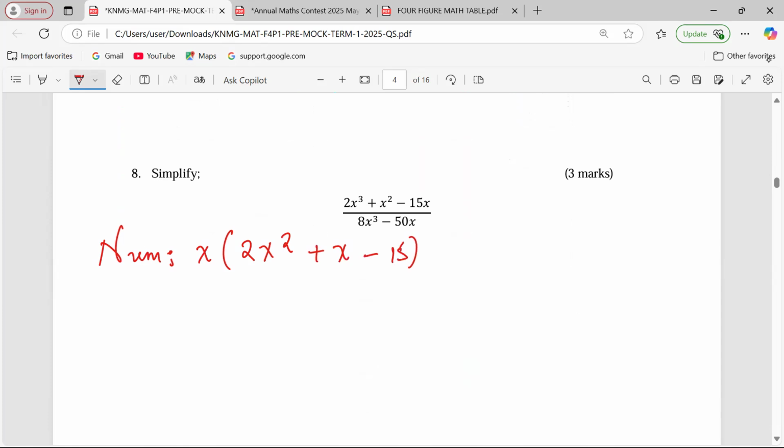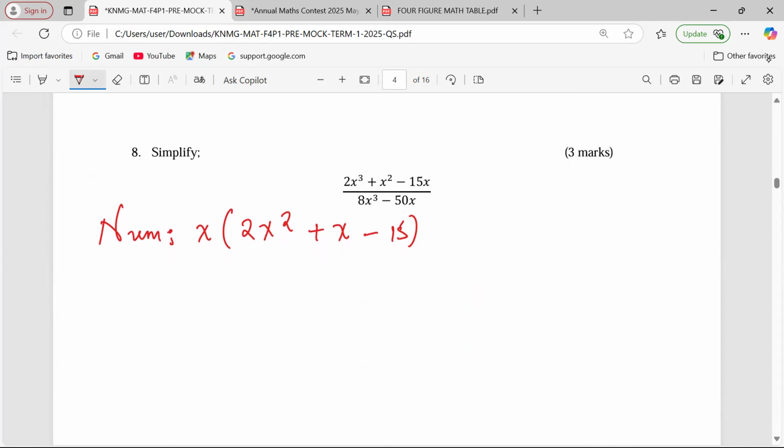It's now a very simple quadratic expression, whereby we need a product of a times c, that is a product equal to negative 30, and a sum of 1. Two factors that when multiplied give negative 30, and when added give positive 1. These are 6 and negative 5. Their product is negative 30, and their sum gives us 1.